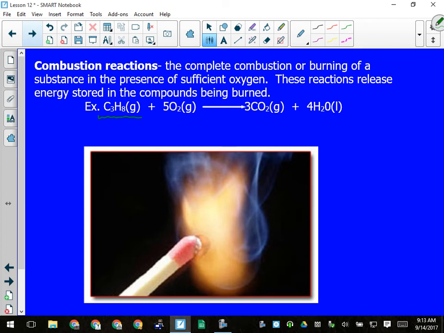So in this reaction, we have C3H8 reacting with oxygen gas. And here's the thing about combustion reactions. The products are always the same. The products of a combustion reaction are always carbon dioxide and water. The only thing that will change is how much carbon dioxide and water get produced. The bigger the fuel, the more carbon dioxide and water will be produced.